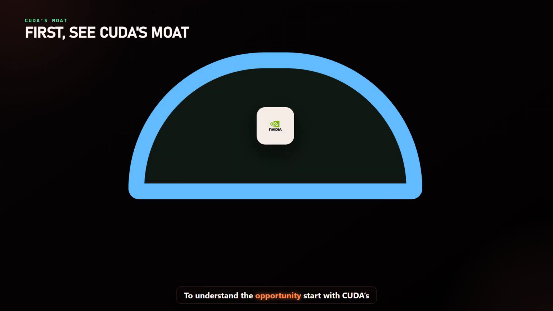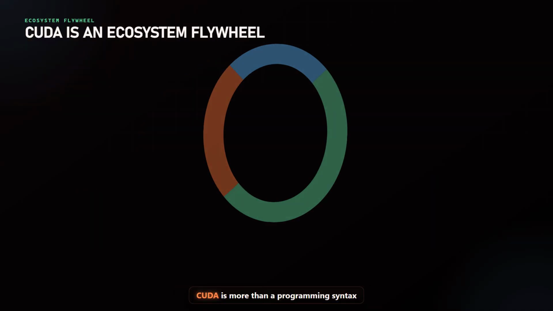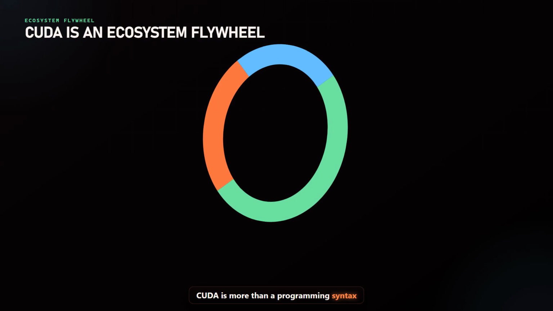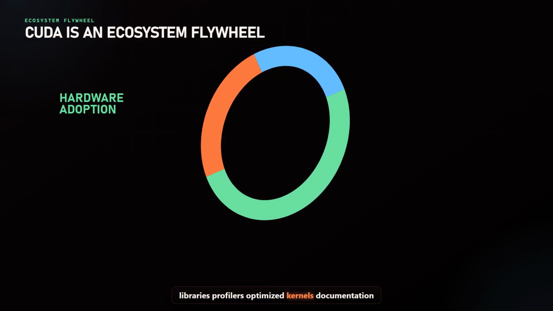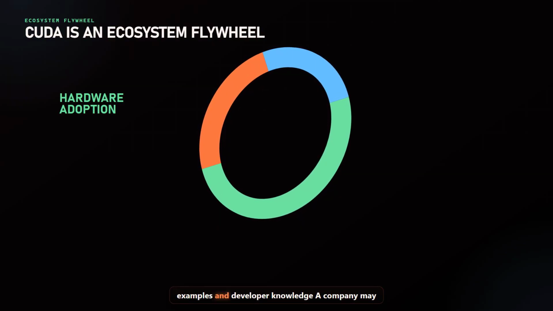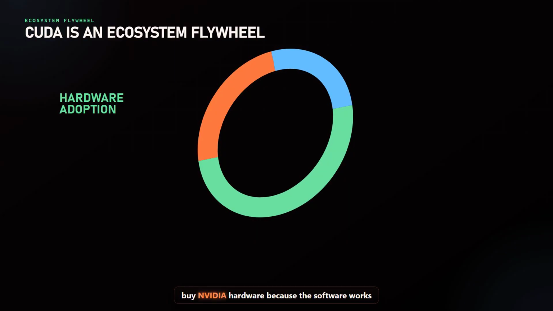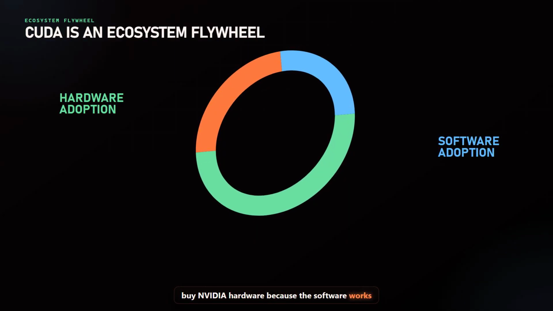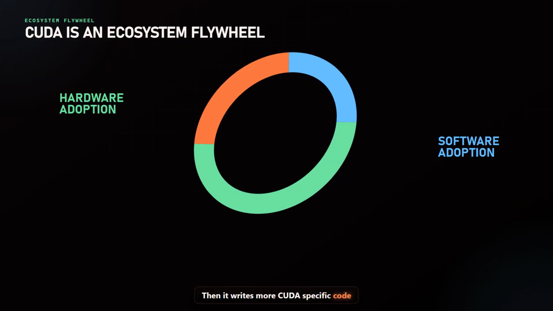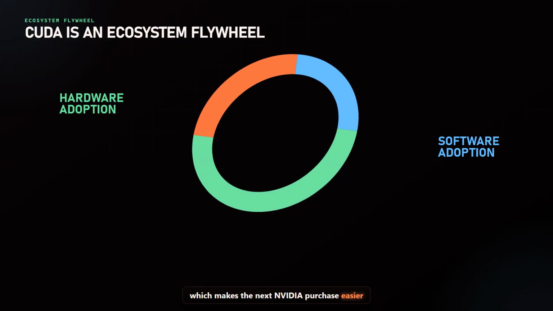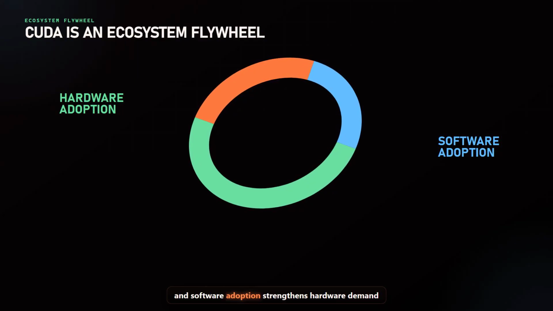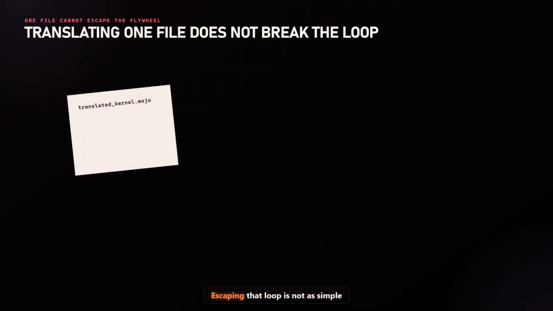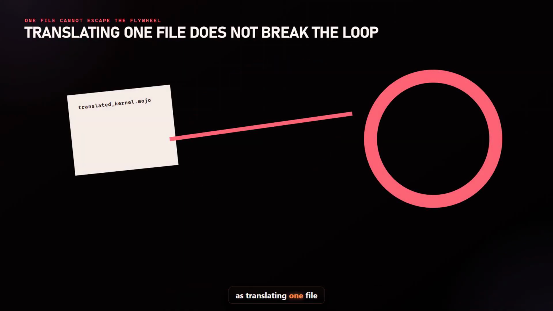To understand the opportunity, start with CUDA's moat. CUDA is more than a programming syntax. It is a mature stack of compilers, libraries, profilers, optimized kernels, documentation, examples, and developer knowledge. A company may buy NVIDIA hardware because the software works. Then it writes more CUDA-specific code, which makes the next NVIDIA purchase easier. Hardware adoption strengthens software adoption, and software adoption strengthens hardware demand. Escaping that loop is not as simple as translating one file.